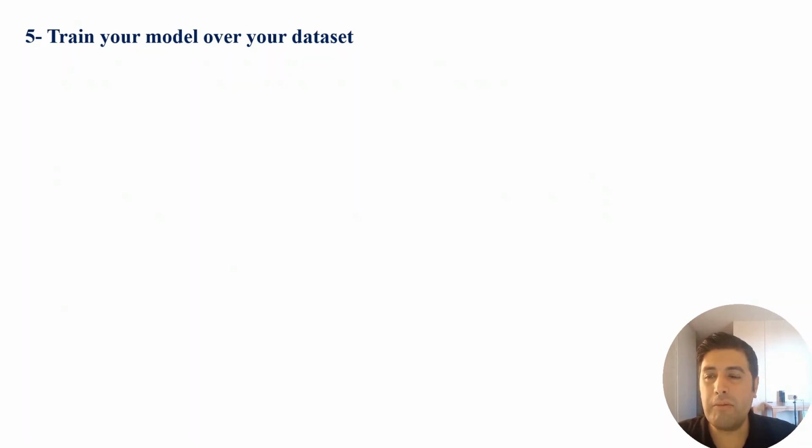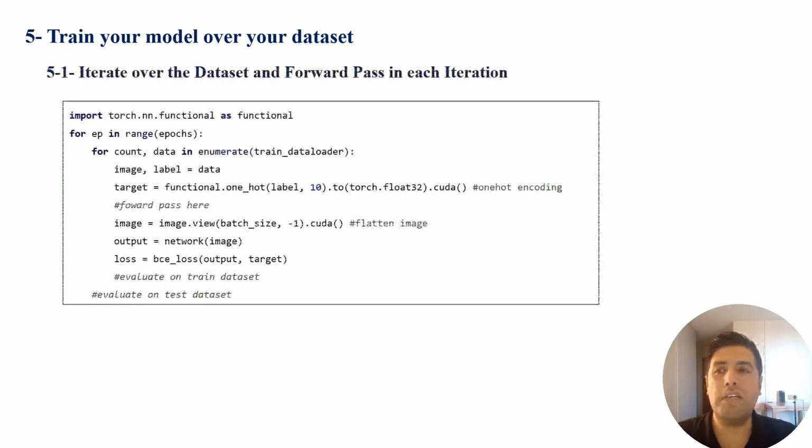And then in the next step, you must train your model over your data set. You must iterate over your data set and use a forward pass in each iteration. So in order to do this, here you can see I define a for loop over the number of epochs. For example, here the number of epochs is 100, and I have used a loop for the epochs, and then I use another loop, in which I enumerate over my train data loader.